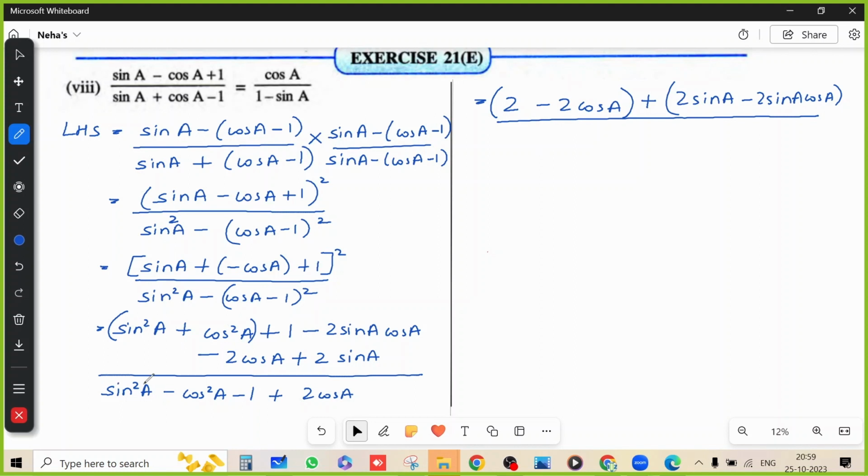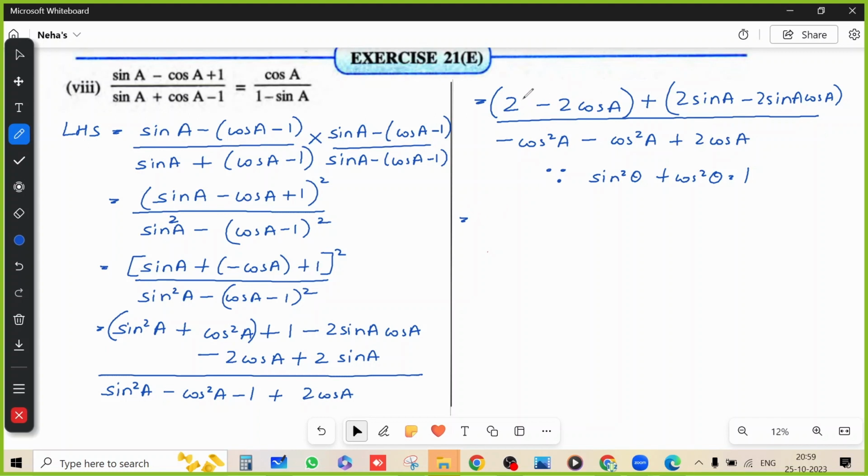The sine square A minus 1 in the denominator can be written as minus cos square A by the trigonometric identity. This is by the trigonometric identity that sine square theta plus cos square theta is equal to 1. Therefore, sine square theta minus 1 is equal to minus cos square theta. So we have replaced the value here.